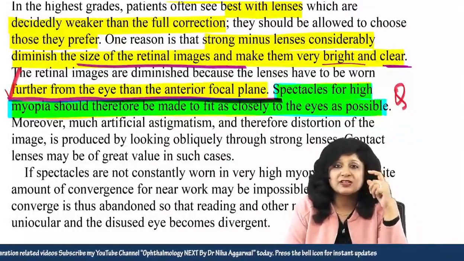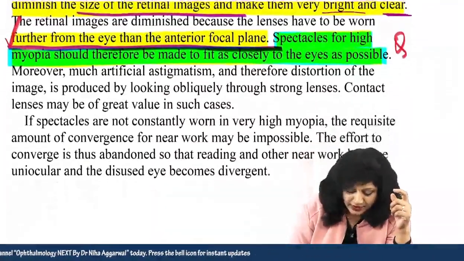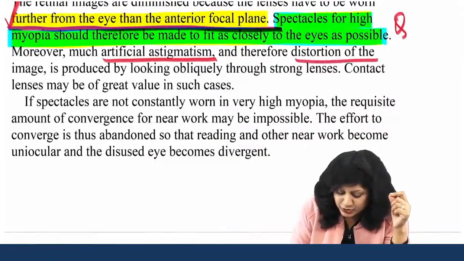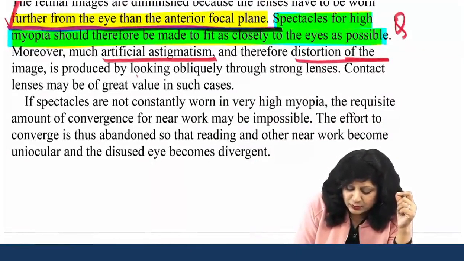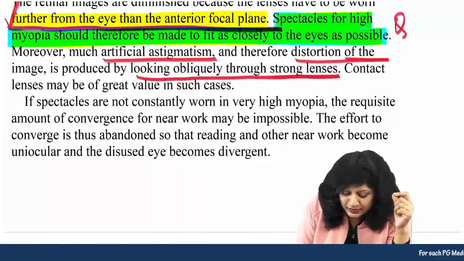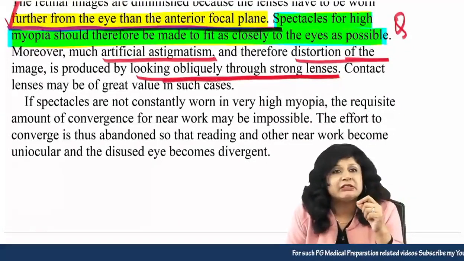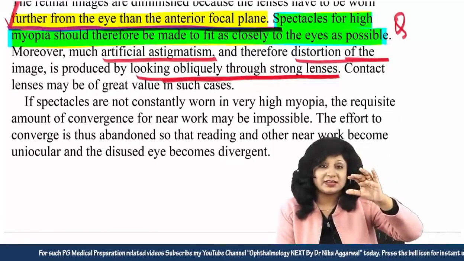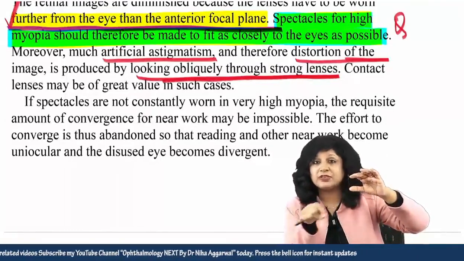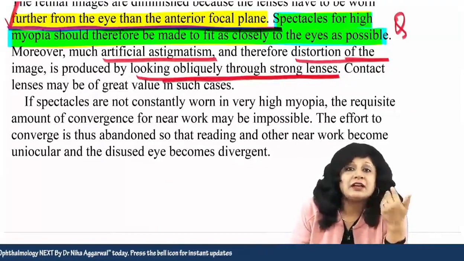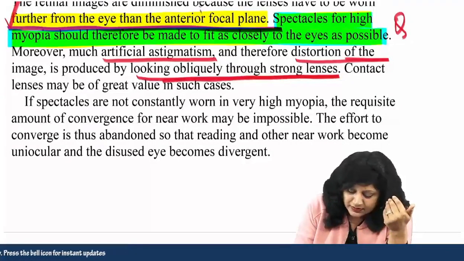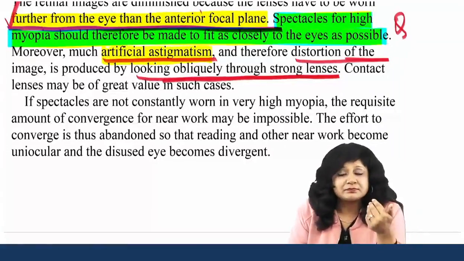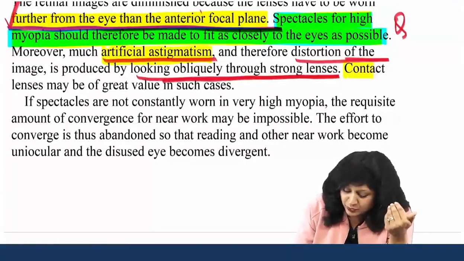So you have to wear it now very close to the eye. Moreover, much artificial astigmatism and distortion of the image is produced by looking obliquely through the strong lenses. The second important thing is that when they are wearing these spectacles from a distance and looking obliquely through these lenses, artificial astigmatism is also developing. This artificial astigmatism can actually be avoided by the use of contact lenses.